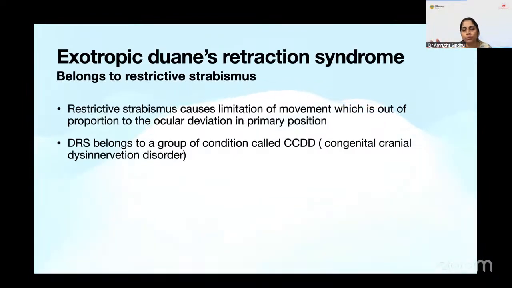Basically, most of the time there will be limitation of either only abduction or only adduction or a combination of abduction as well as adduction. So it is a type of incomitant deviation with a restrictive pathology. Basically, the muscles are tight in a Duane's retraction syndrome.